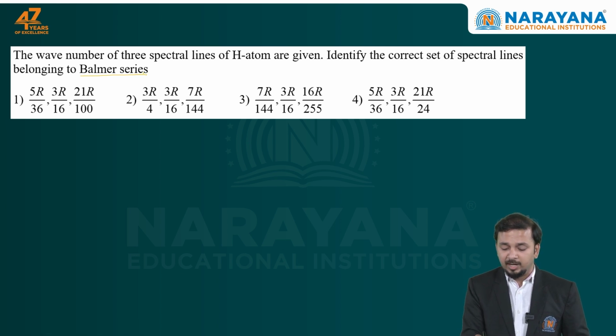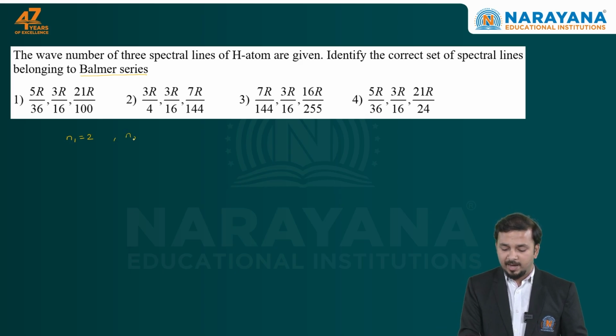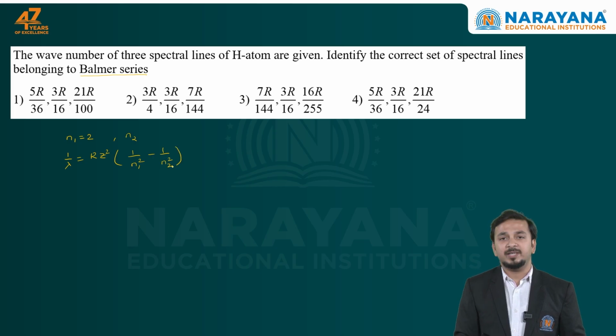Now when they are saying Balmer series, it means N1 will be 2. The electron will make a transition from a higher orbit to orbit number 2, and the higher orbit I'll take as N2. So I can write the wave number as 1 upon lambda is equal to R Z square into (1 upon N1 square minus 1 upon N2 square). This is the formula to find the wave number.